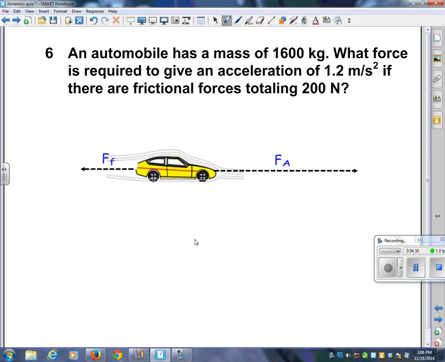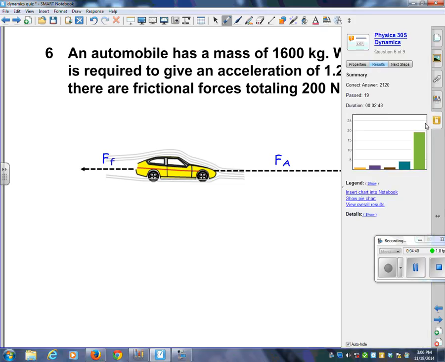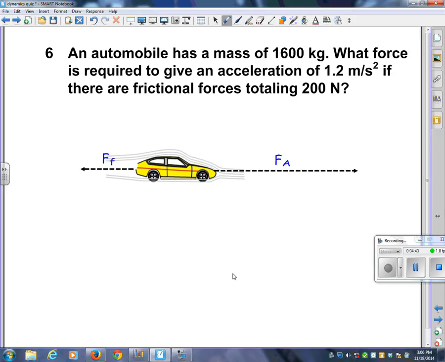An automobile has a mass of 1,600 kilograms. What force is required to give it an acceleration of 1.2 if there are frictional forces totaling 200? I'm going to guess there were a few people who got this one wrong. Yeah, a few. Not too bad, though. Actually, that's pretty good. Here's how you do it.